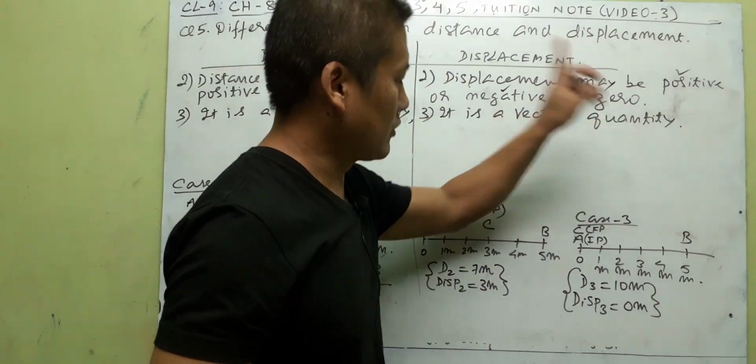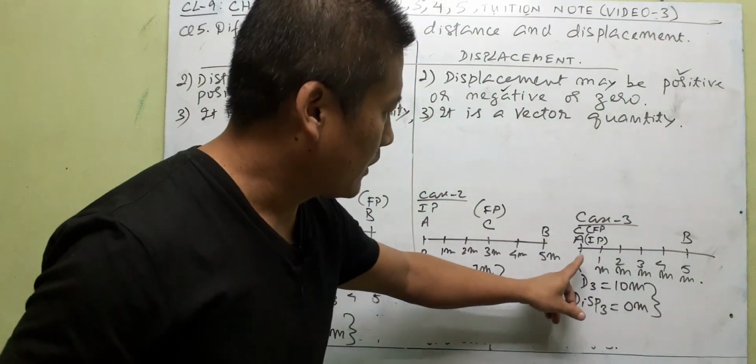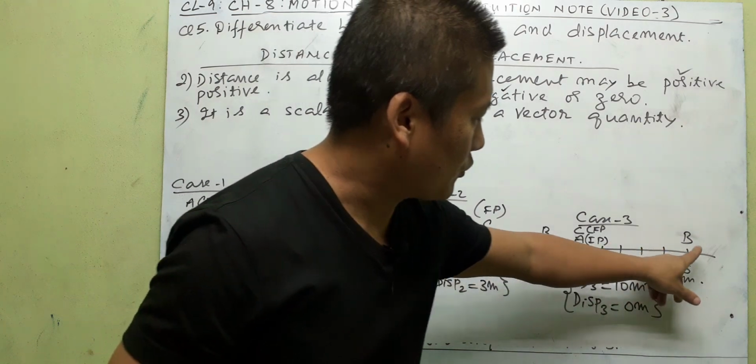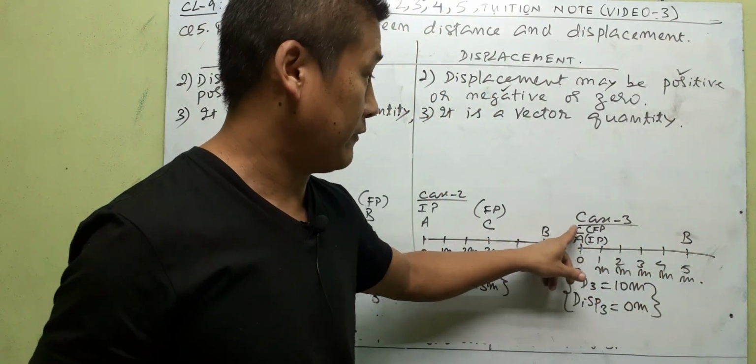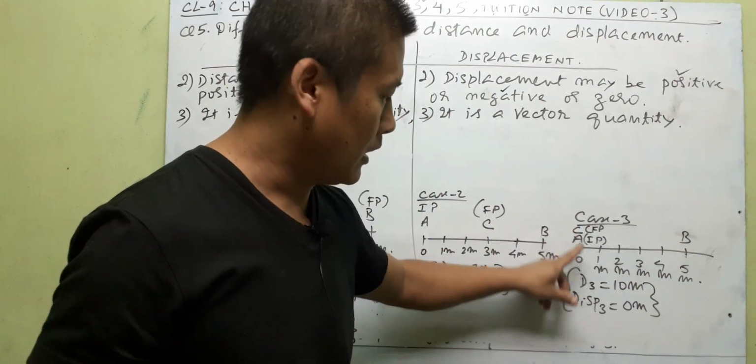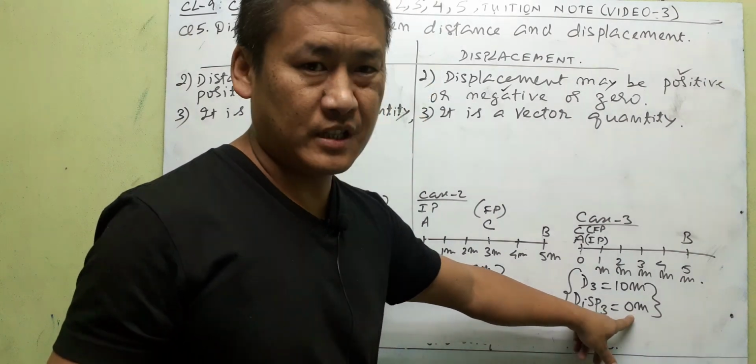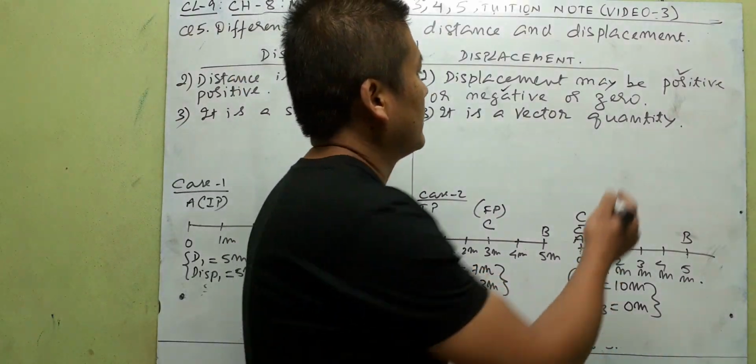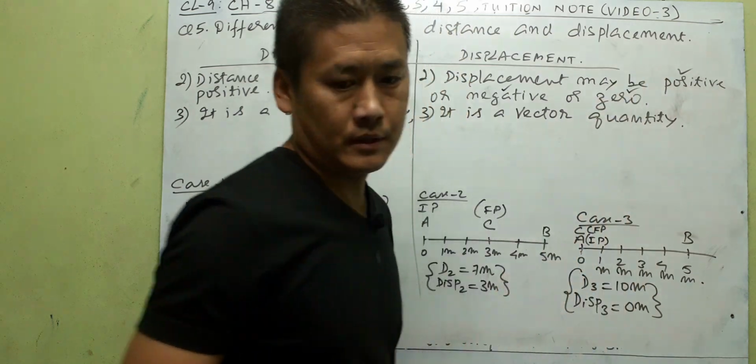Or displacement can also be 0. Like in case 3, he swam from here to B and came back to the initial point A. The final point C is also with A now. In that case, displacement was 0. There was no displacement. So yes, displacement can be 0. We have seen this, right?